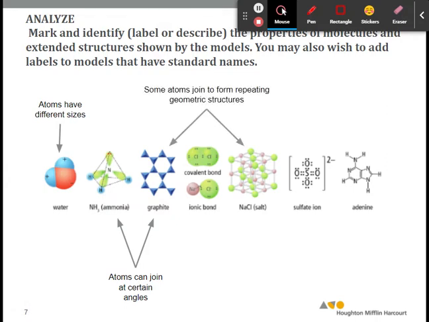Some atoms will form repeating geometric structures. These are called crystals. So graphite and sodium chloride both form crystals, and you can see that they are in very specific repeating structures. And you've seen crystals before, and each substance forms its own shape of crystal. So you can see that the sodium chloride crystal is kind of a cube shape, and the graphite crystal is sort of a star shape. And these shapes are repeated throughout the crystal, no matter how big the crystal gets.